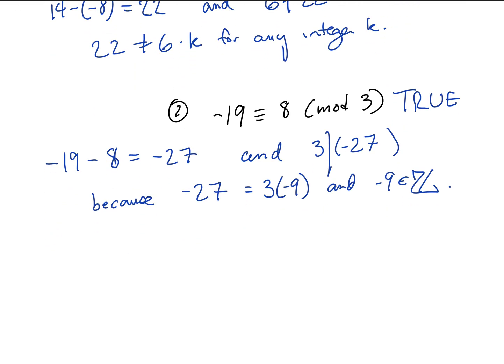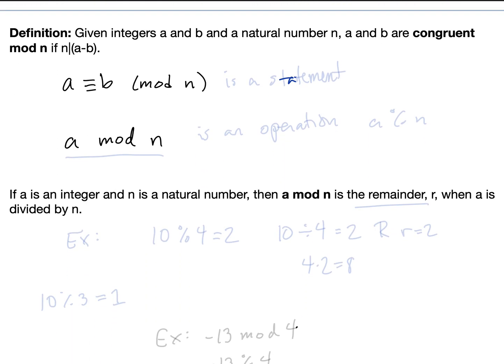You may have seen mod n in a different context before, and I wanted to address that. So mod is actually used in 2 different ways. The definition we're using, a and b are congruent mod n if n divides a minus b, or a is congruent to b mod n, is a statement. So this is a statement which, as we saw above, can be true or false. Whereas the other way you may have seen it, a mod n, is an operation.